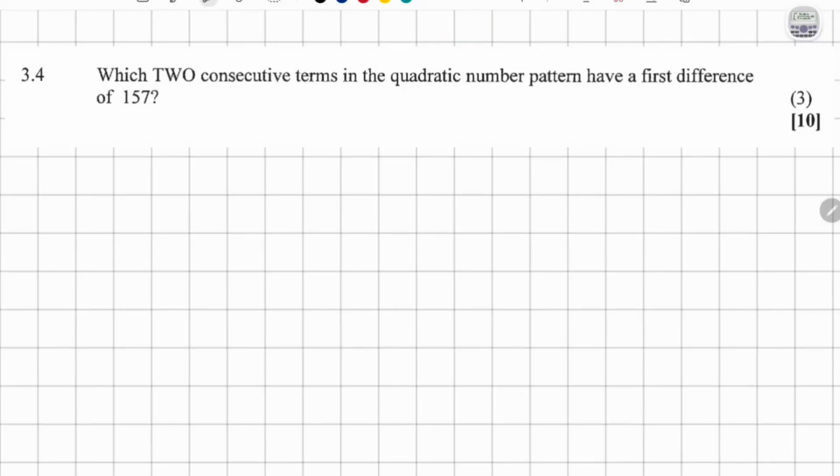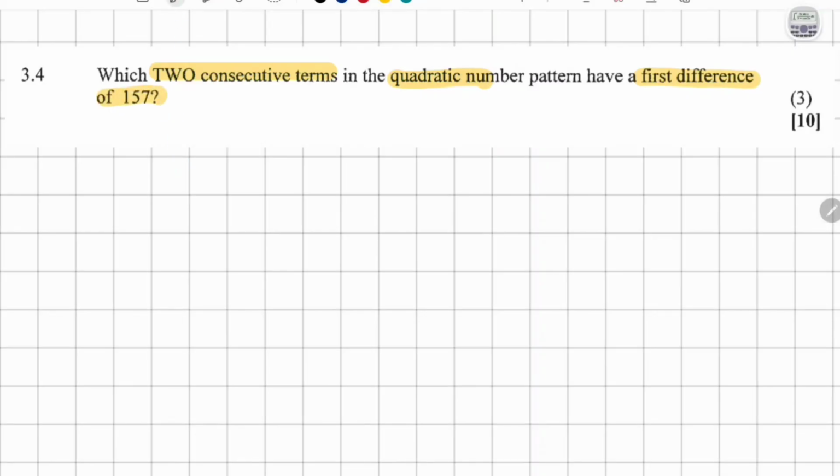Okay, and now we're on the last question. 3.4 says, which 2 consecutive terms in the quadratic number pattern have a first difference of 157? This question keeps showing up. It shows up in different ways, so you need to remember how these things work. They just want to know which 2 consecutive terms, so 2 terms that come right after each other, in that quadratic pattern, have a first difference of this.